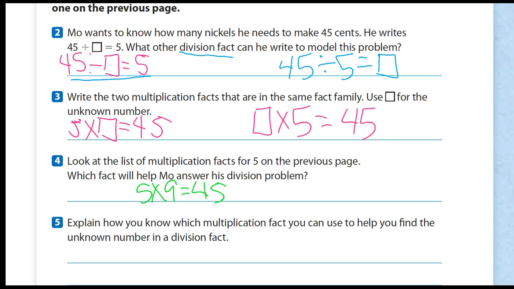Explain how you know which multiplication fact you can use to help. Well, I know that because the 2 digits that I have are 5 and 45. The only one that has that is the fact family that has 45, 5, and 9. That's how I know. All the other ones don't have 9. Okay?